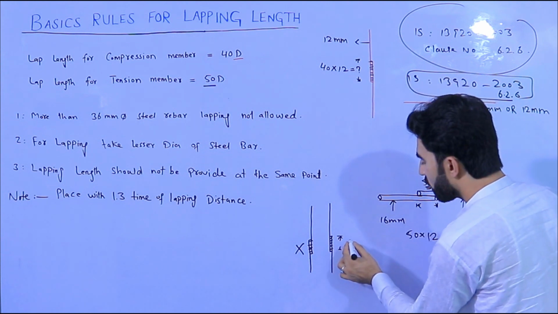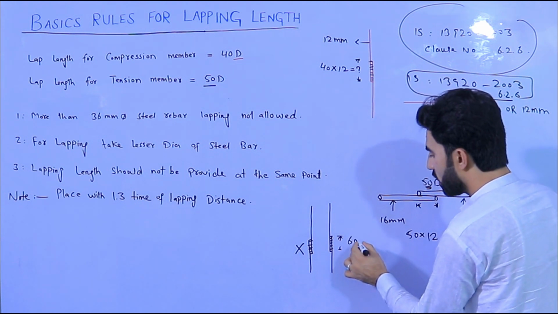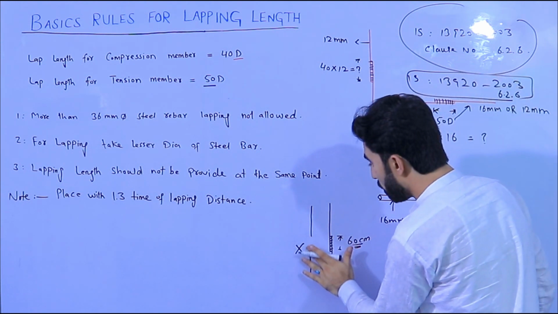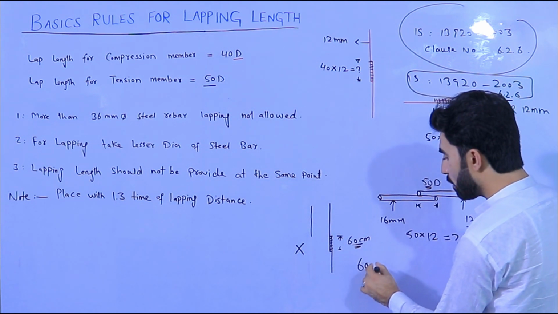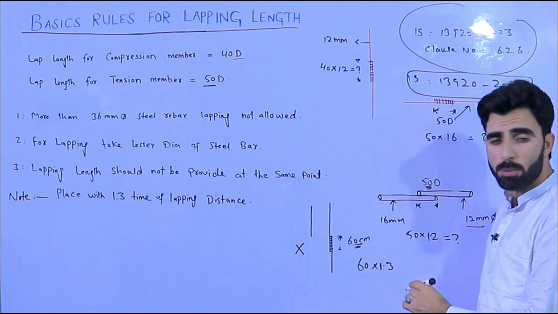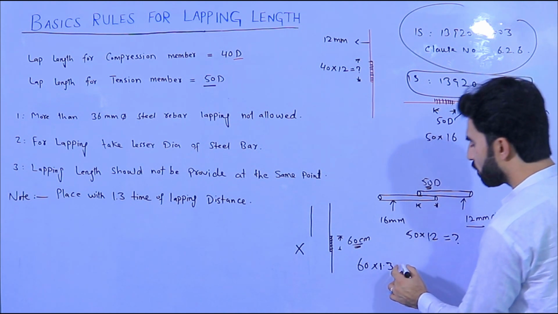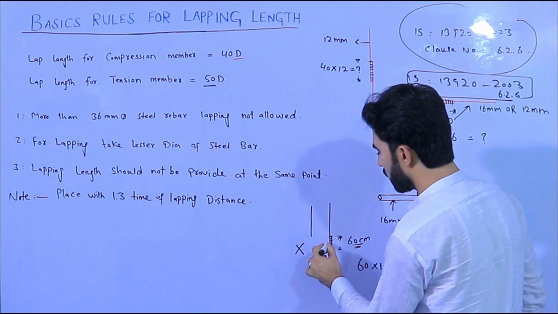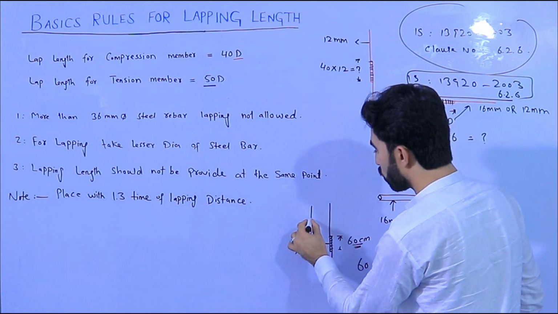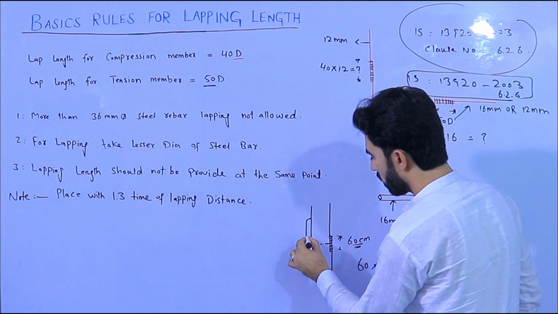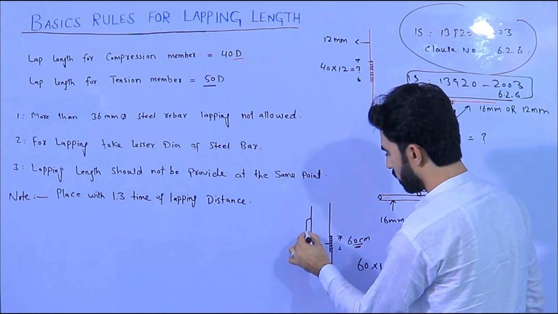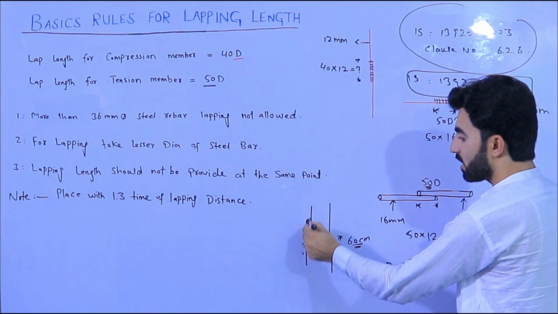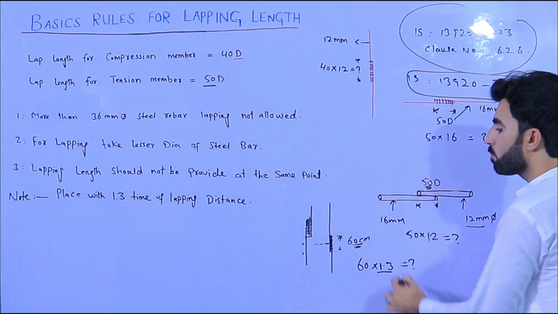But the lapping should be provided at a distance of 1.3 times the lapping length. For example, if the lapping is 60 centimeter, this is just an example, then the other lapping should be provided at 60 multiplied by 1.3 times, okay? So from this you can get any value. After this, from this center, from this point, the lapping should be provided here, guys, like this. This is the lapping length. So here, as you can see, this is the lapping length and the other lapping is up or down, but at a distance of 1.3 times.